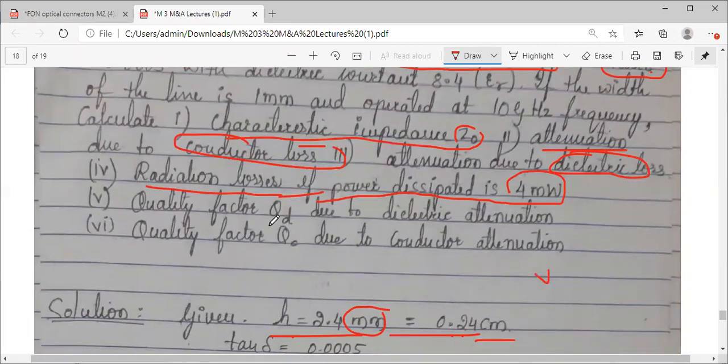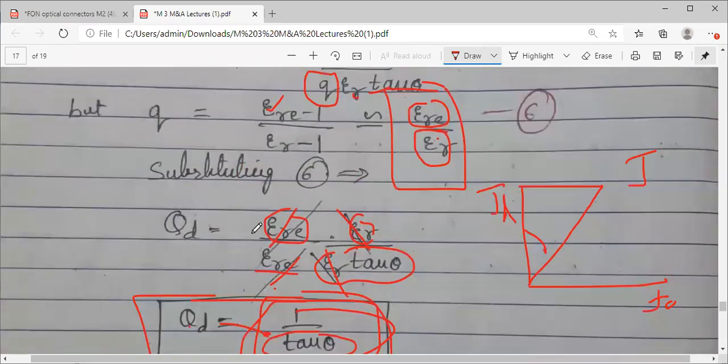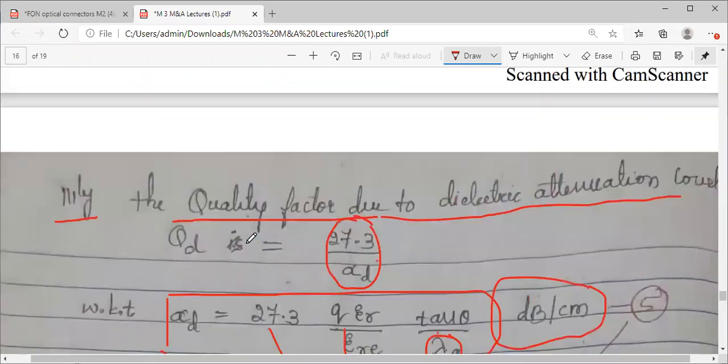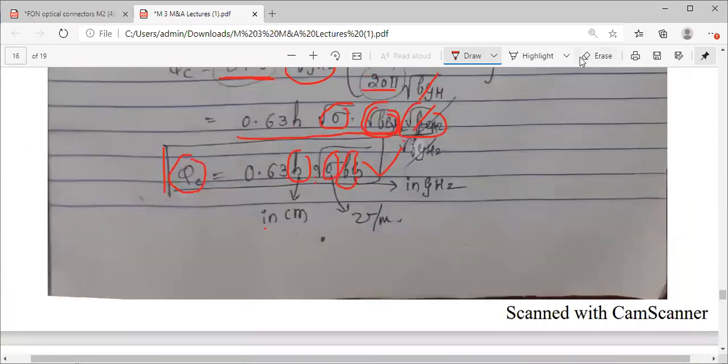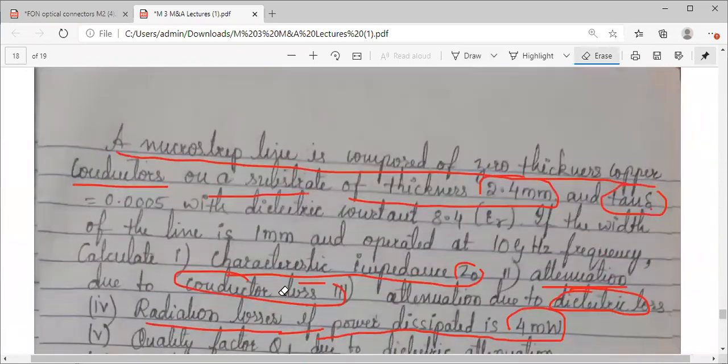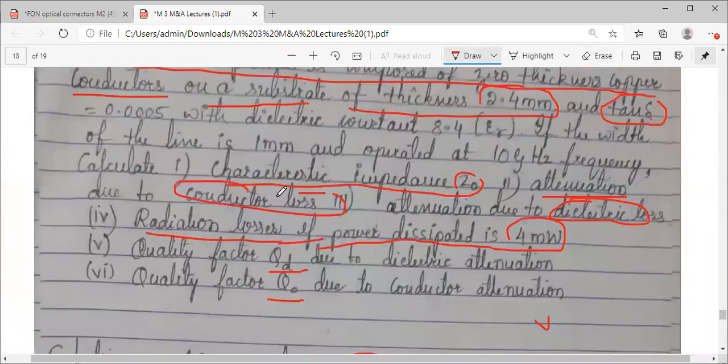Then coming to the quality factor, QD and QC. We have got just now the equation. QD is very easy, 1 by tan delta. And coming to QC, that is 0.63 H into root of sigma into frequency. So QC and QD are easy. The bigger challenge is here to find the radiation losses, because there will be a lot of terms.